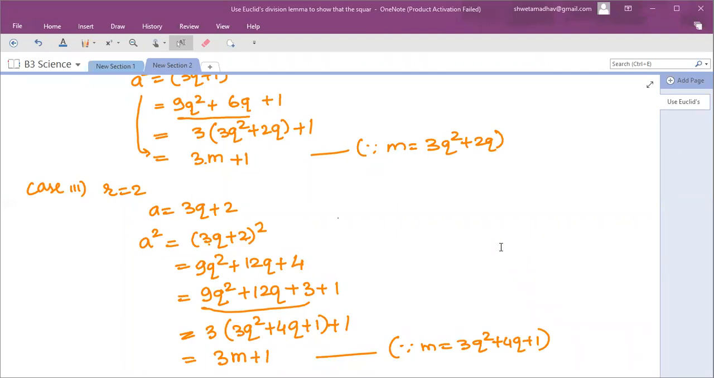Ma'am, is it important to mention in brackets that q square is equal to m? Yes, yes, yes. You have to mention that. Okay, ma'am.